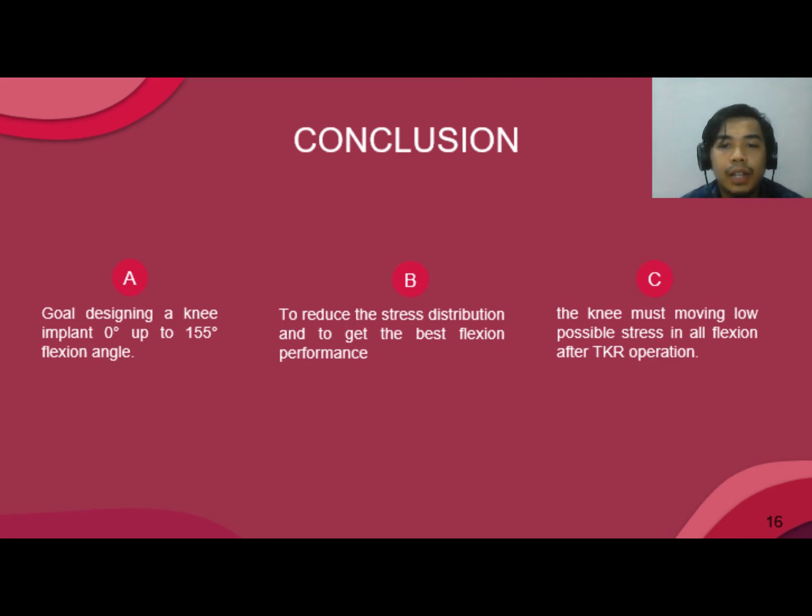In conclusion, the present project goal of three design modifications of the knee implant for 0 degrees, 90 degrees, 135 degrees, and lastly 155 degrees of flexion angle is already complete. Next in this project is to find the best material and the best performance design. The design is improved from the previous design to reduce the stress distribution. Also, the design is improved to get the best flexion performance using CATIA software and analysis using ANSYS software. From the improvement, the knee must move with as low stress as possible in all flexion after total knee replacement operation.